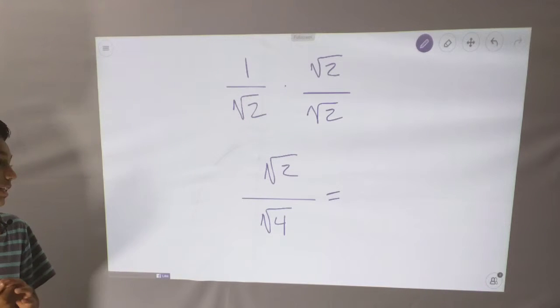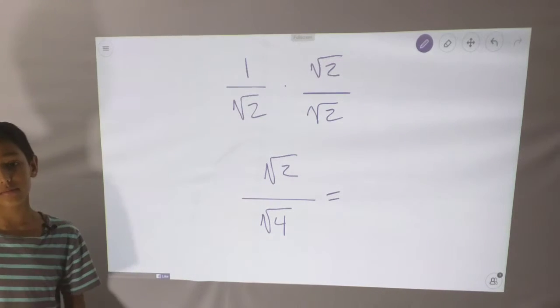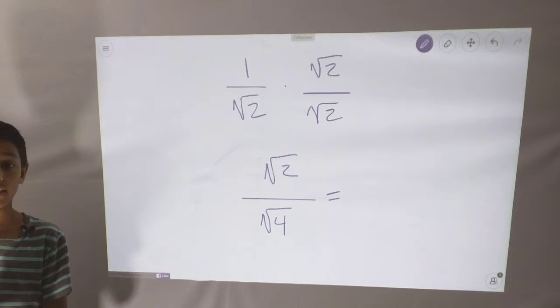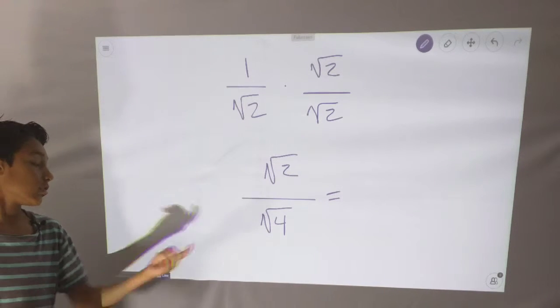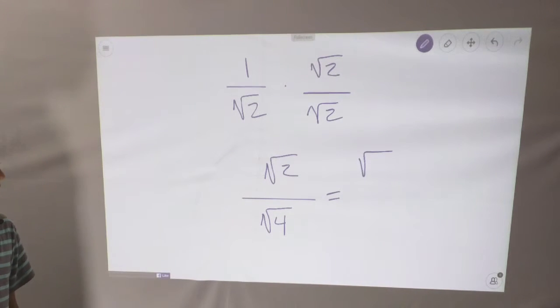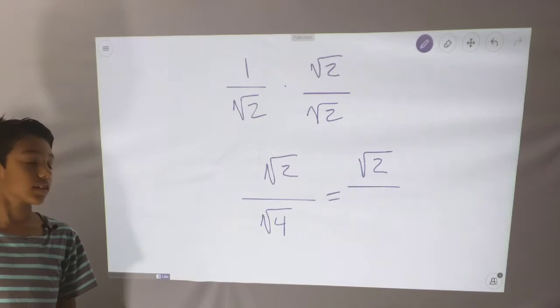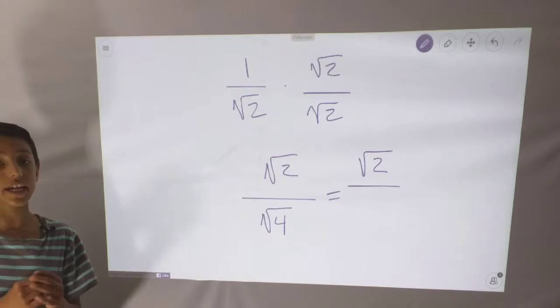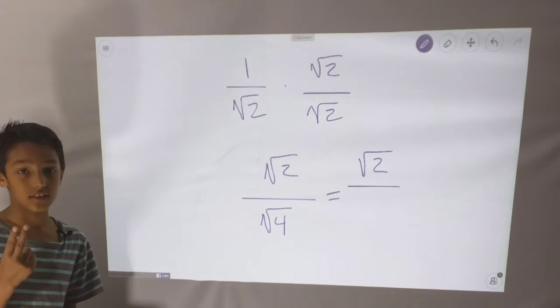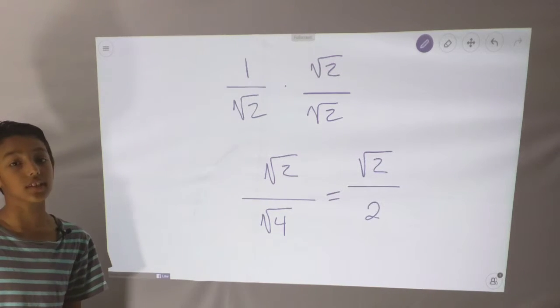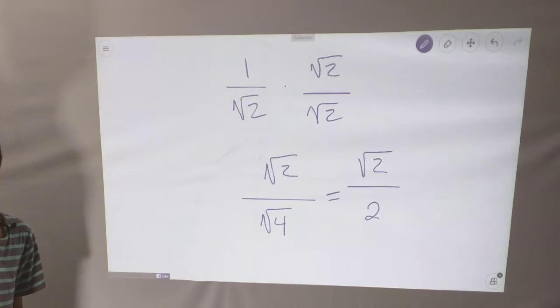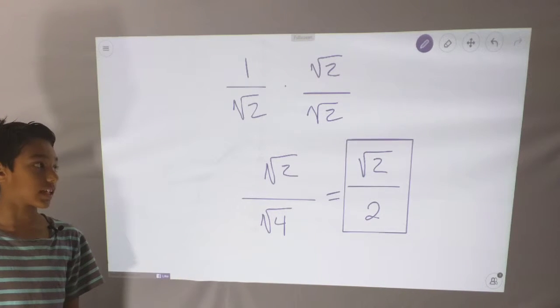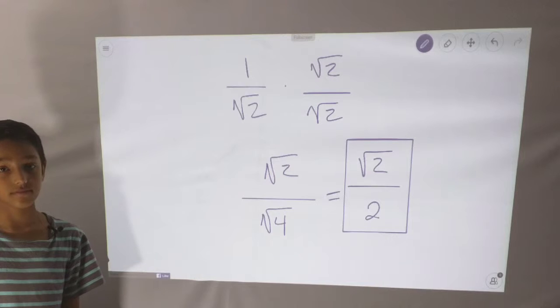And can we simplify this any further? We can simplify the numerator down, but that would take a lot of time writing down the decimal, so we'll just leave it as the square root of 2. And over the square root of 4, can we simplify that? Yes, we can. The square root of 4 is 2, since 2 times 2 is 4. So this is our answer, since we can't simplify it any further.